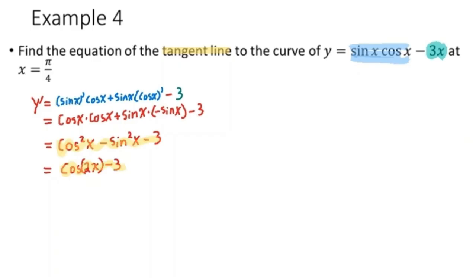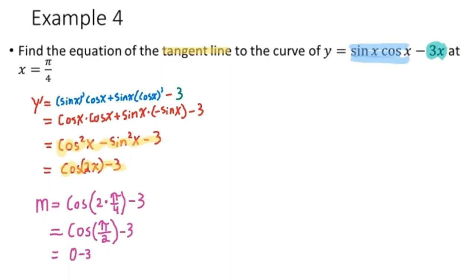Now that we have our derivative, to find the slope of our tangent line, we're going to take our pi over 4 and plug it into any version of our derivative. Doesn't matter which version you pick, you will get the same answer. Here, I am going to pick the most simplified version and plug it into the cosine of 2x minus 3 version. So our slope would be cosine of 2 times pi over 4 minus 3, which is cosine pi over 2 minus 3. Cosine pi over 2 is 0, so the slope of our tangent line is negative 3.